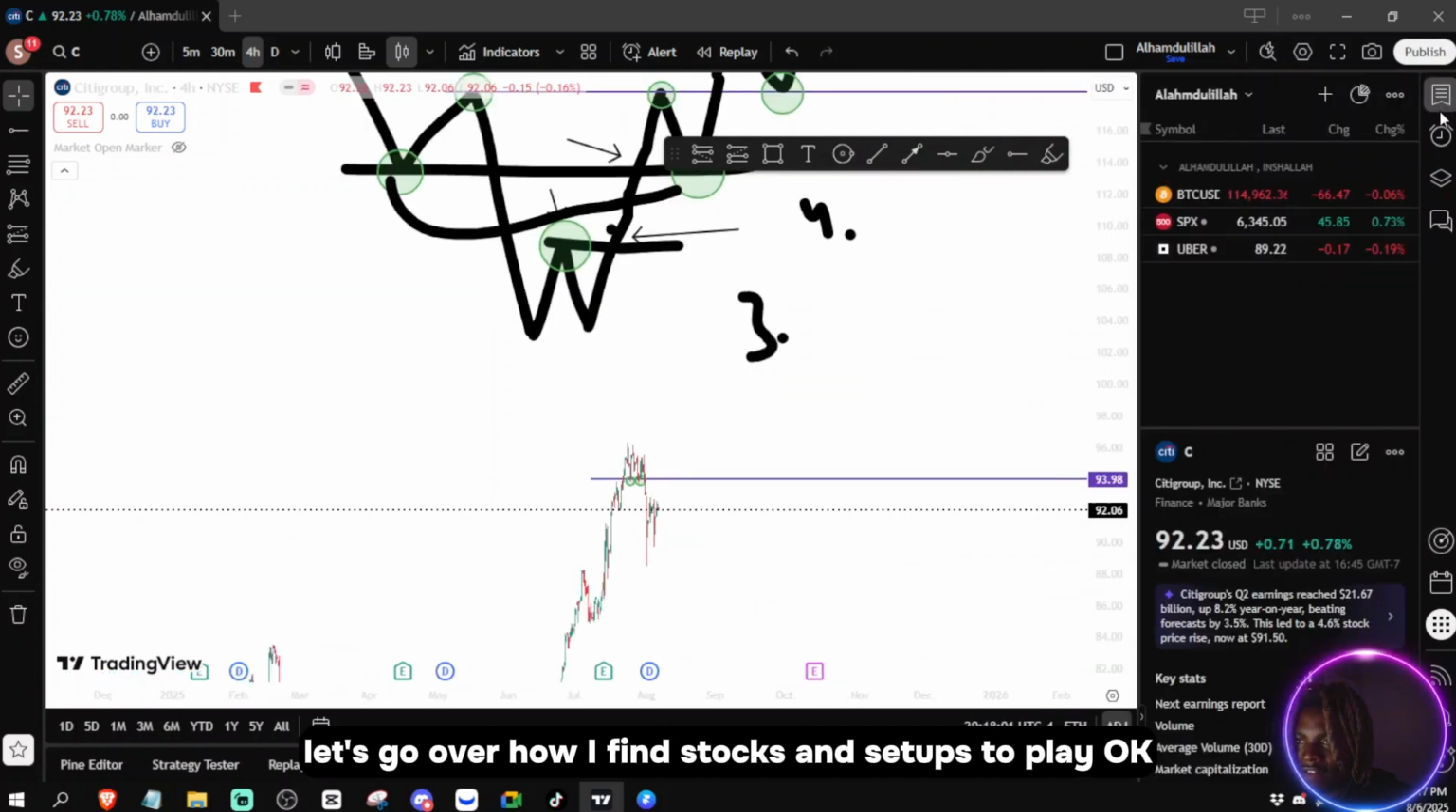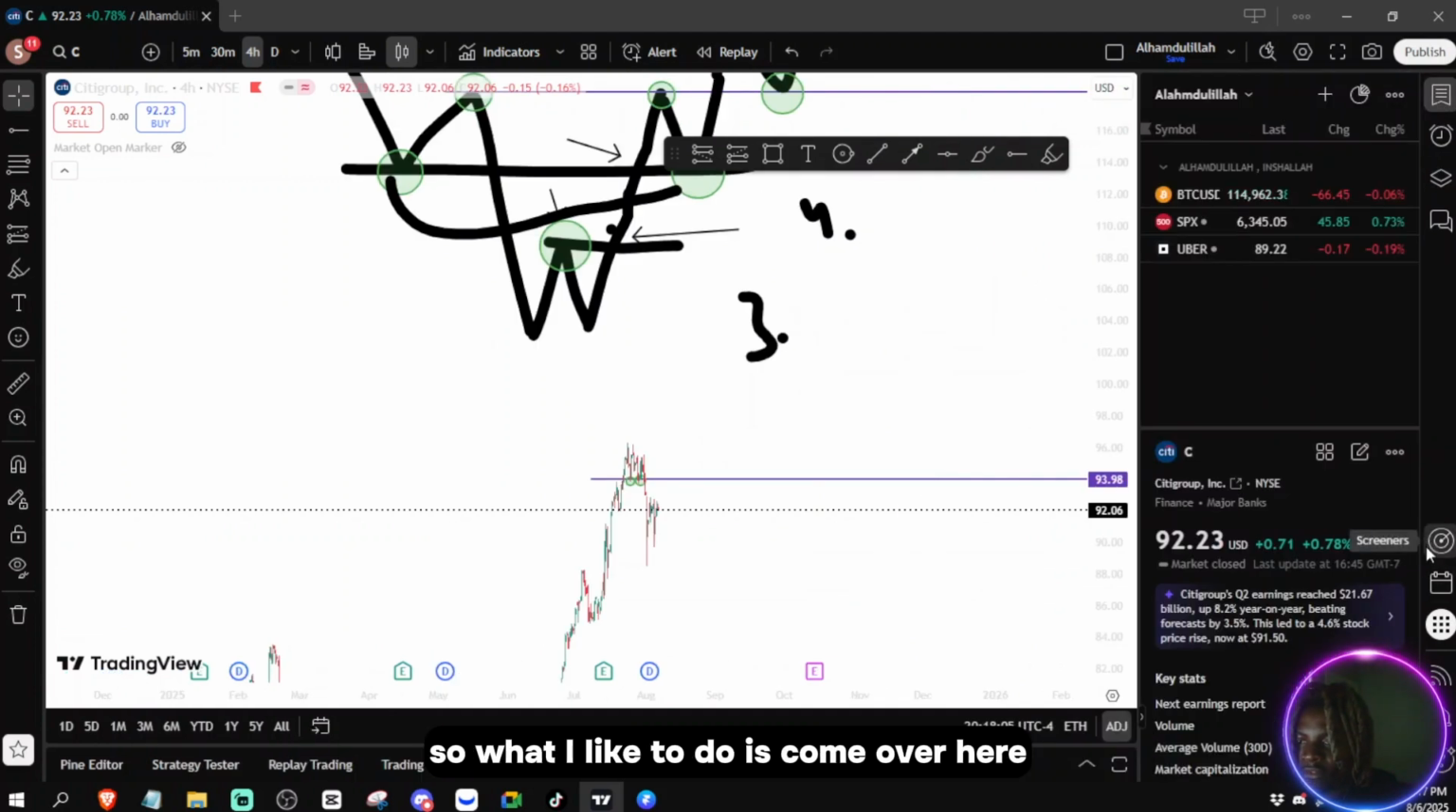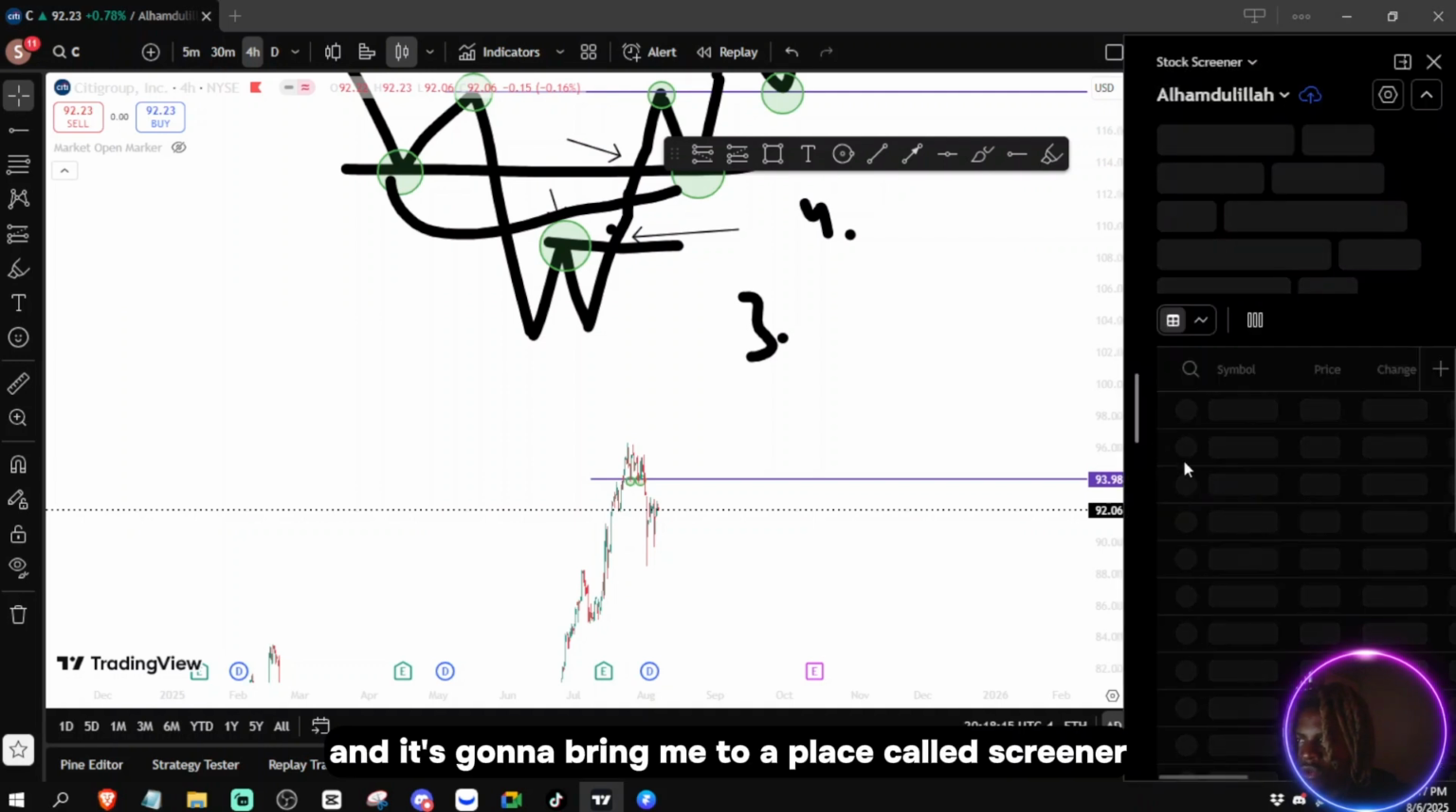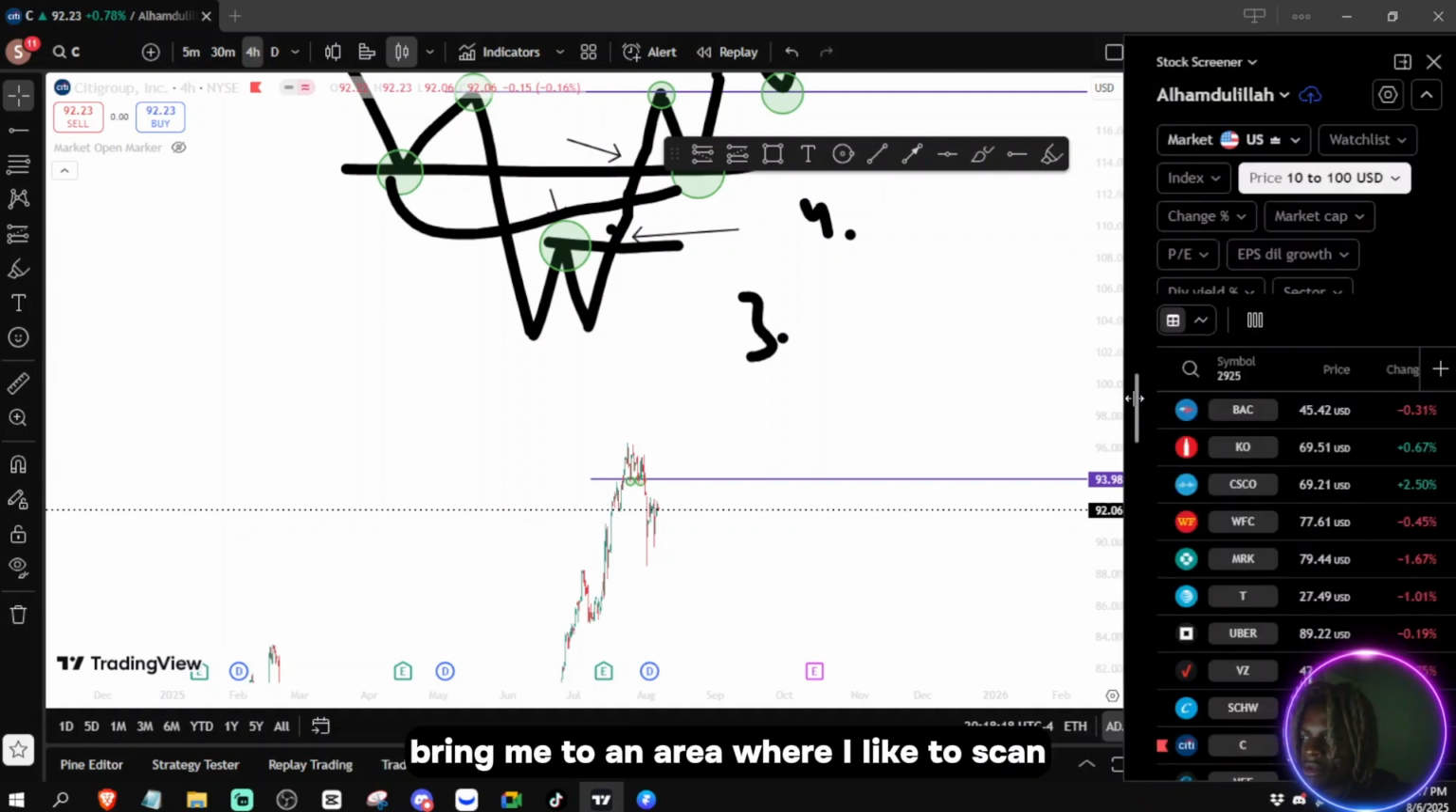Let's go over how I find stocks and setups to play. What I like to do is come over here to my screener section on TradingView. It's going to be to the right, the little target symbol. I like to click on this, and it's going to bring me to a place called Screener, where I like to scan all the stocks.